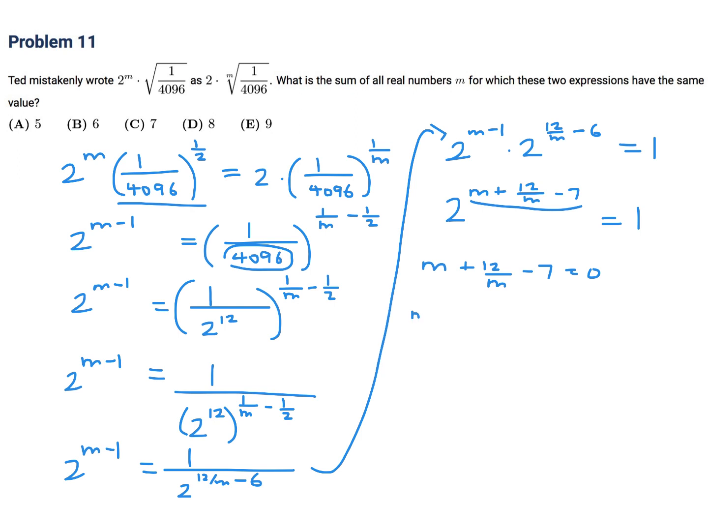Multiply through by m, and we get m squared plus 12 minus 7m is equal to 0. And I think that factors, I think 3 and 4 should do it. Minus, minus. Yeah, okay, that works out really nice. So that means m is equal to 3 or 4. And what do they want? The sum of those values. So I guess 3 plus 4 is 7. And there you go. That's the answer, and that would be choice C.